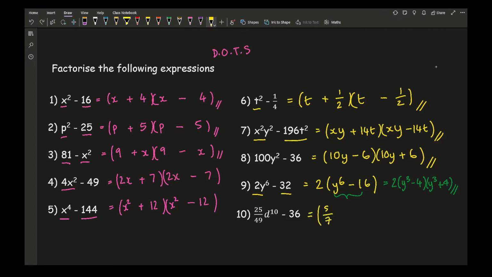Square root of d to the power of 10 is d to the power of 5. And the square root of 36 is 6. So again, I'm just going to copy the bracket, minus 6, and there is my final answer.